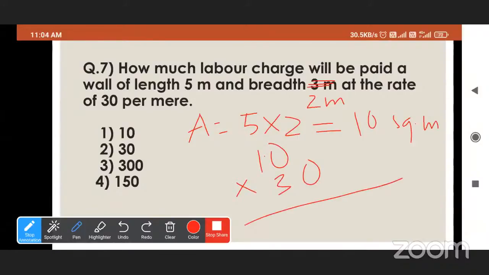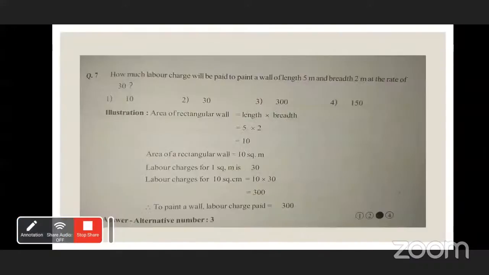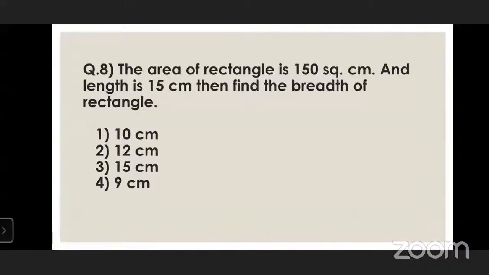So we will get, what is the answer? 10 into 30 is 300. The third one is correct. See here, the question is length 5 meters and breadth is 2 meters.